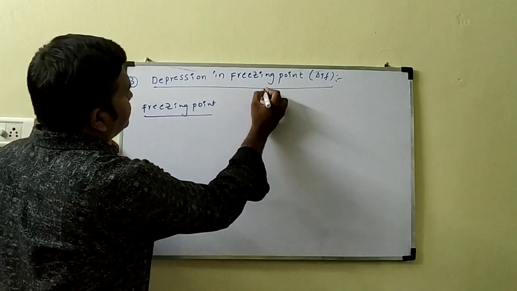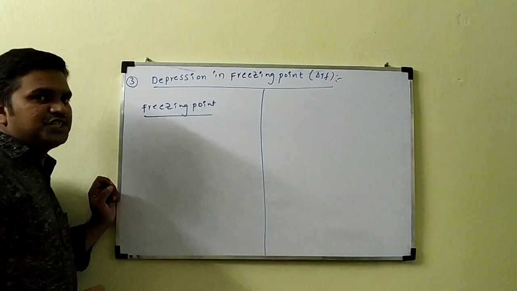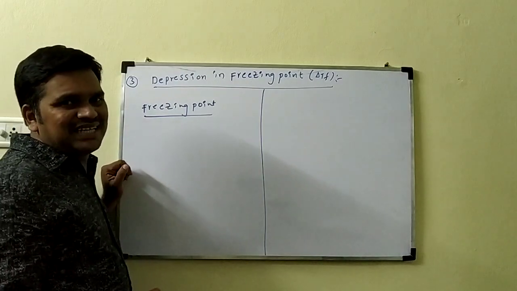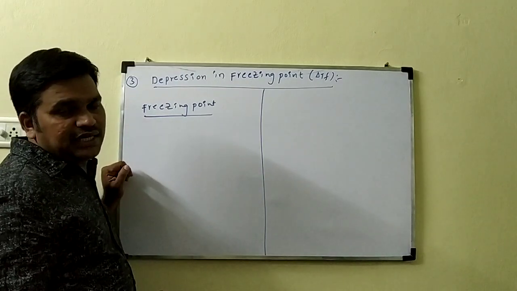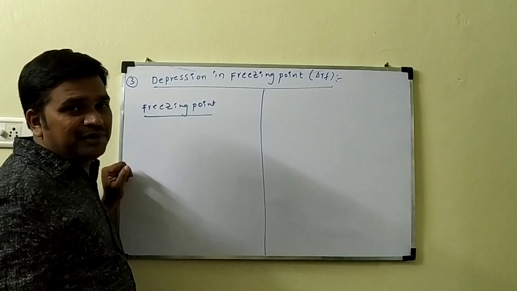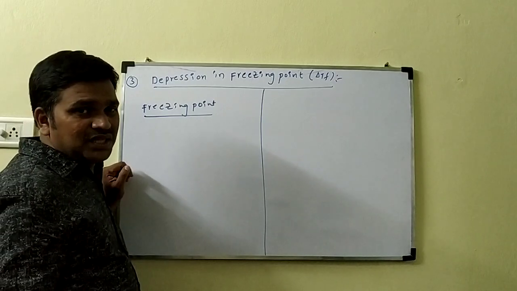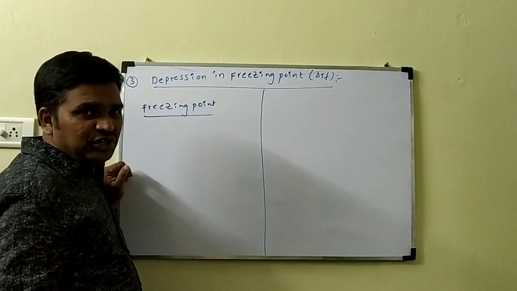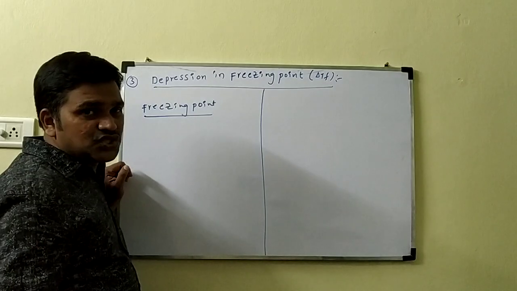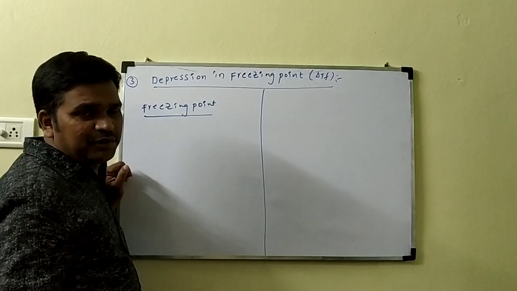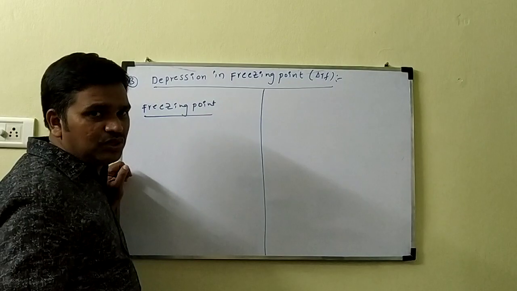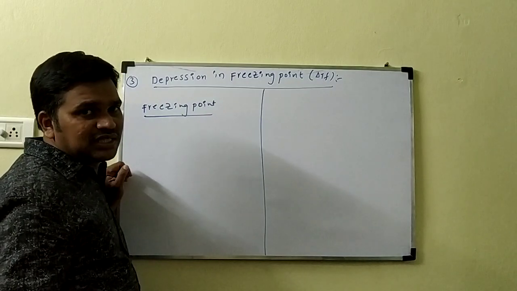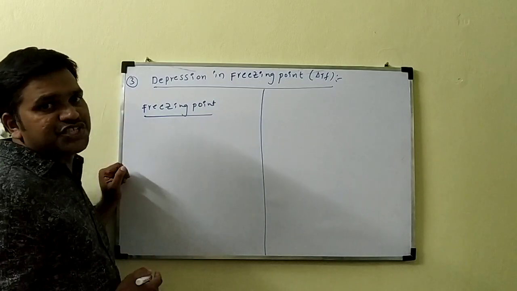So what is the freezing point? It is the temperature at which the vapor pressure of the liquid becomes equal to the vapor pressure of the solid substance. That we call the freezing point.